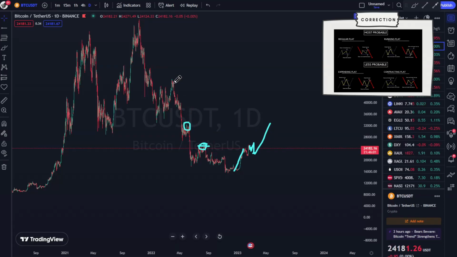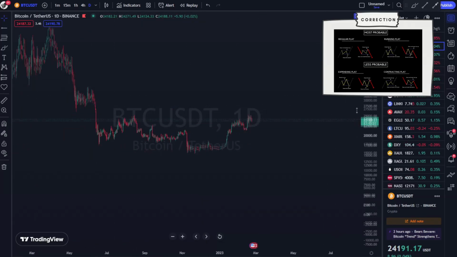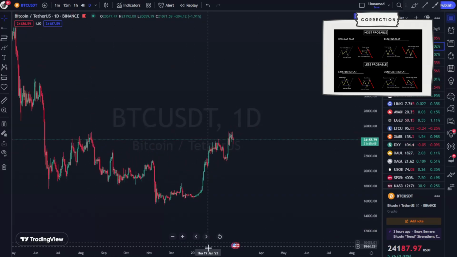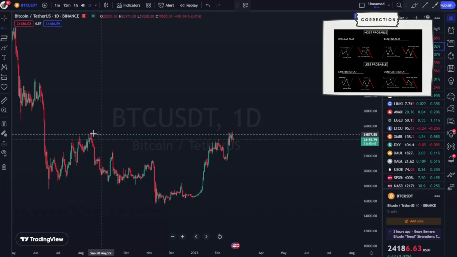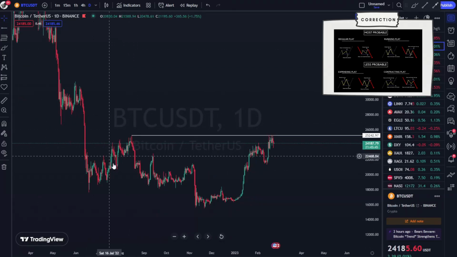People will be trying to sell right there. Of course, these are the tops from the previous correction, and that's why you get some reaction at those tops. Now the good news for Bitcoin is that we broke this top, all right, and let me tell you why it's important. It's because this was the last bigger correction we had for the downtrend.